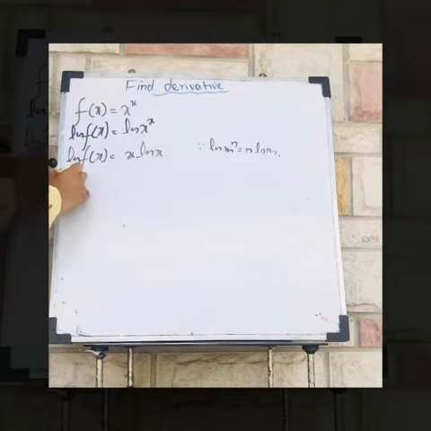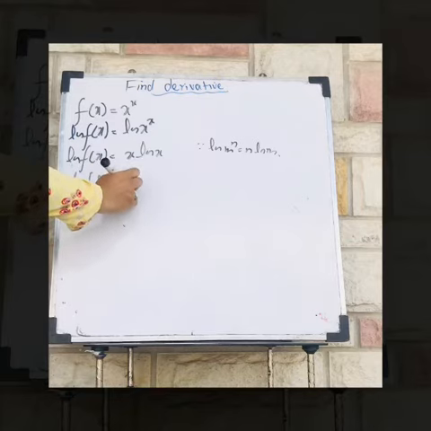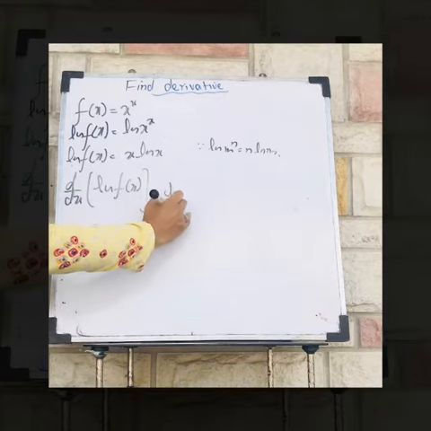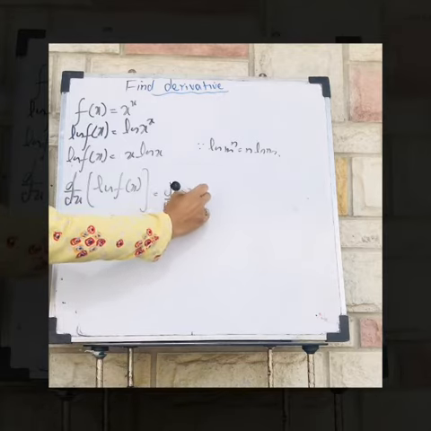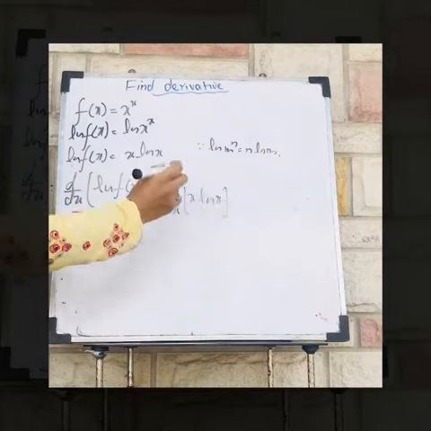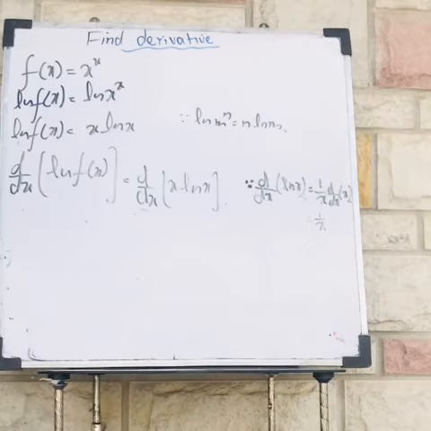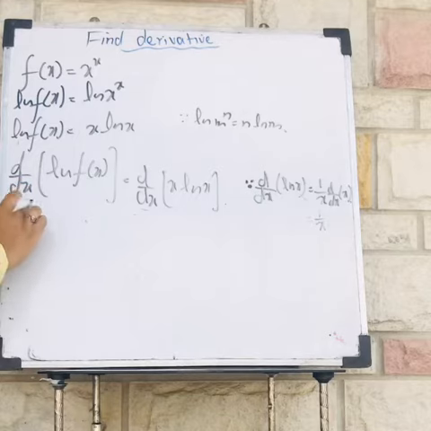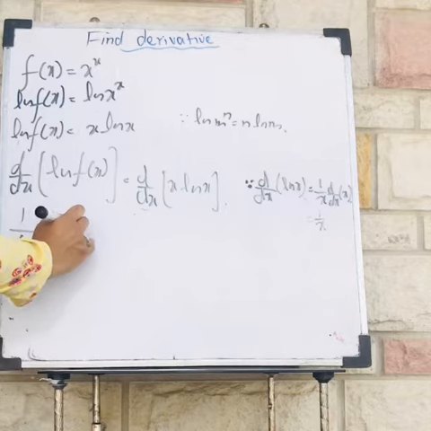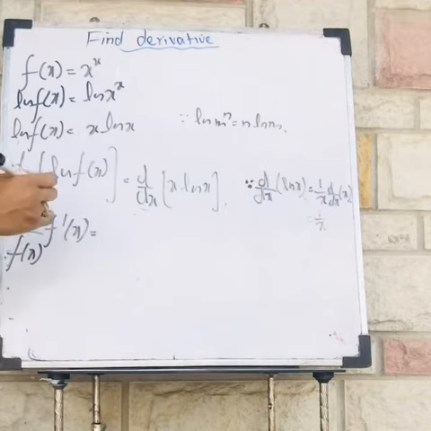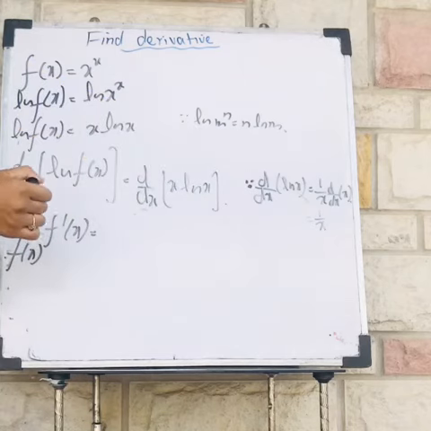For the derivative, d/dx of ln f(x) is equal to d/dx of x ln x. So let me take the derivative of the left side as well as the right side. 1 divided by f(x), f'(x) is equal to, guys, I use this formula here.